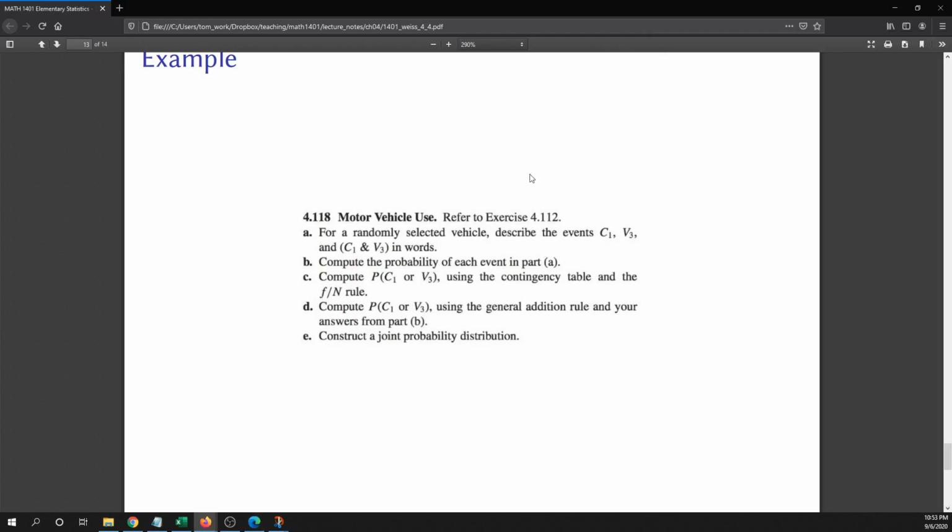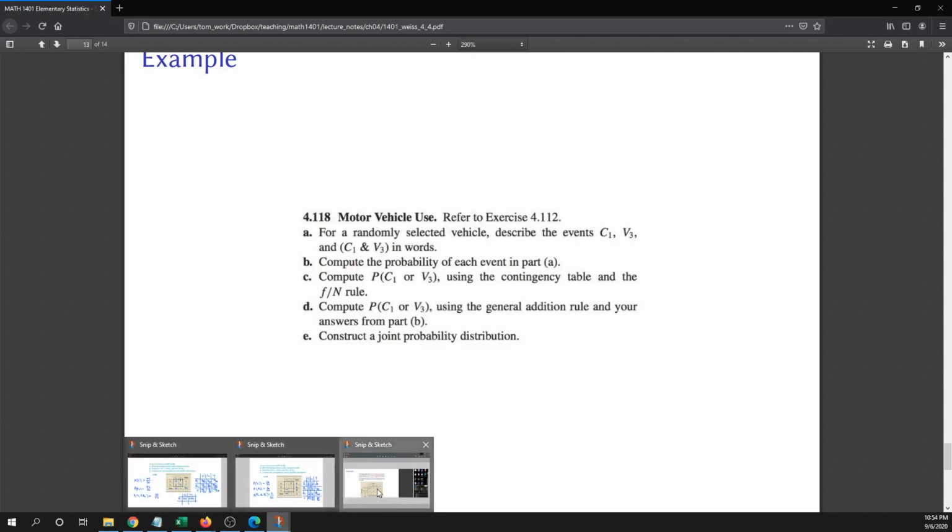All right, so for a randomly selected vehicle, describe the events C1, V3, and C1 and V3 in words. Compute the probability of each of those events. Compute the probability of C1 or V3 using the contingency table and the F divided by N rule, which is the number of elements in your event divided by the number of things in your sample space. And then compute the probability of C1 or V3 using the general addition rule and your answers from part B. And then finally on part E, construct a joint probability distribution.